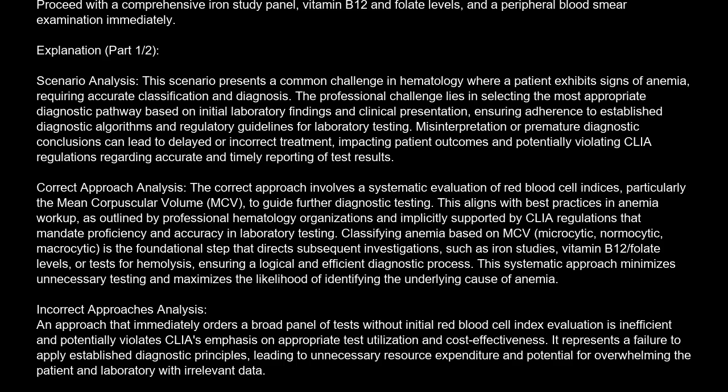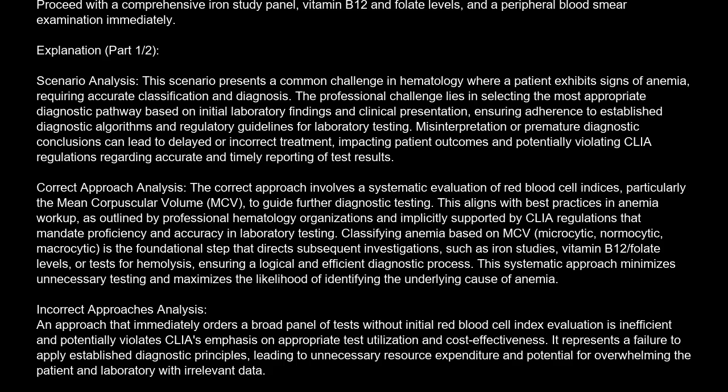Misinterpretation or premature diagnostic conclusions can lead to delayed or incorrect treatment, impacting patient outcomes and potentially violating CLIA regulations regarding accurate and timely reporting of test results. Correct approach analysis. The correct approach involves a systematic evaluation of red blood cell indices, particularly the mean corpuscular volume, MCV, to guide further diagnostic testing. This aligns with best practices in anemia workup, as outlined by professional hematology organizations and implicitly supported by CLIA regulations that mandate proficiency and accuracy in laboratory testing.